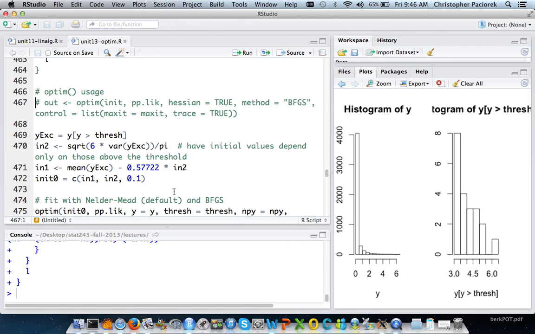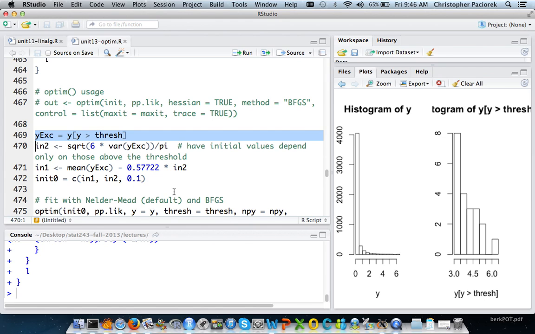And then here I'm saying I do want the Hessian returned at the end, the Hessian at the minimum. And in this case, I'll use BFGS as my method for doing optimization. And then there are some control options that basically say what to use as the maximum number of iterations. And in this case, trace equals true is going to print out the steps as it goes along doing the optimization. So that's the basic idea.